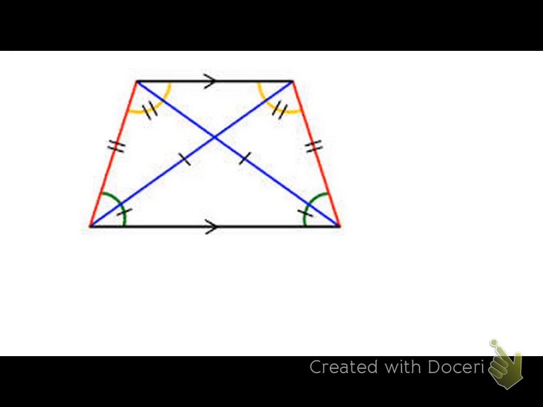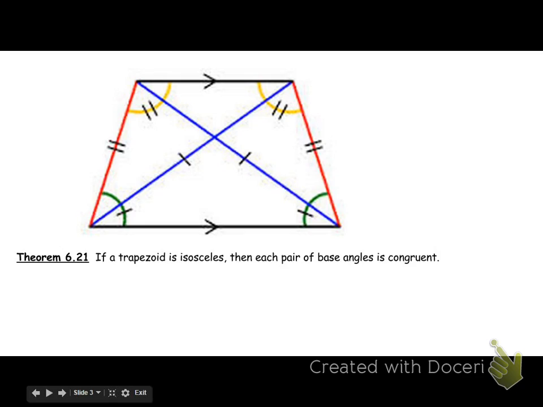Here is a picture of an isosceles trapezoid. What do you notice? There's congruence. The arrows in the middle mean they're parallel. Theorem 6.21: If a trapezoid is isosceles, then each pair of base angles are congruent.